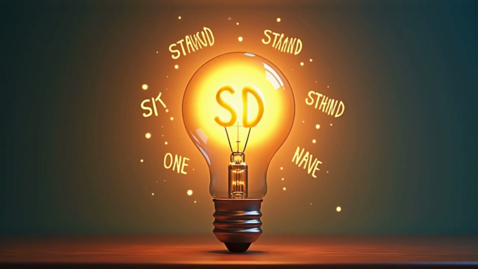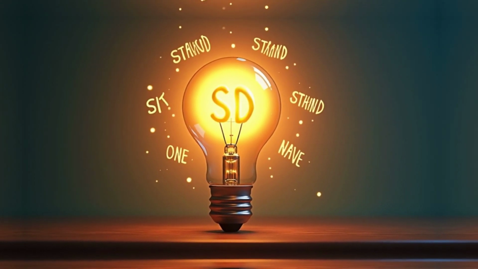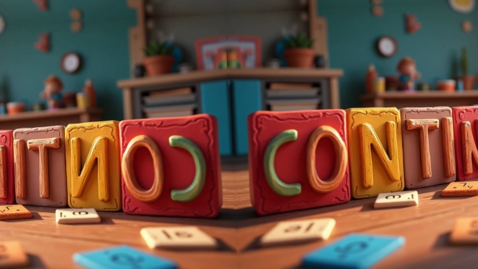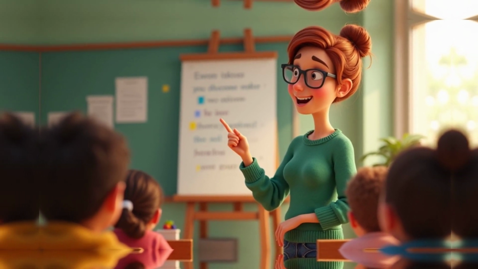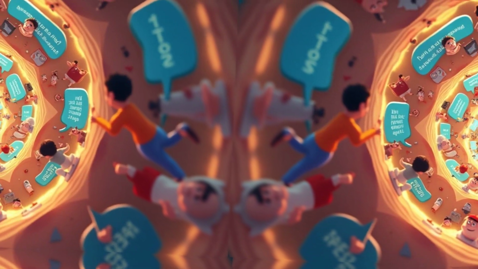Think of an SD as an expectation, more specifically, an expectation to do a behavior. These expectations are also called contingencies. We set contingencies in many ways, such as asking questions, giving instructions, saying someone's name, and many more.